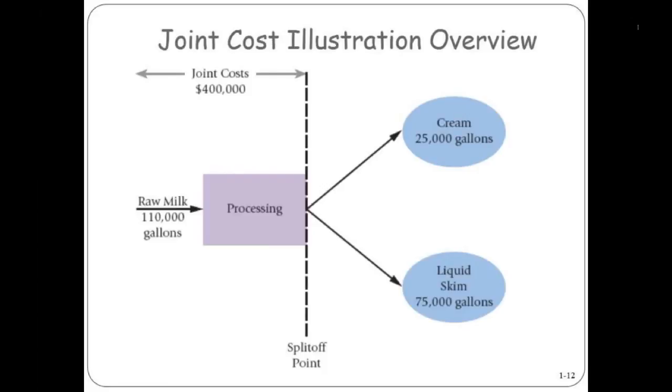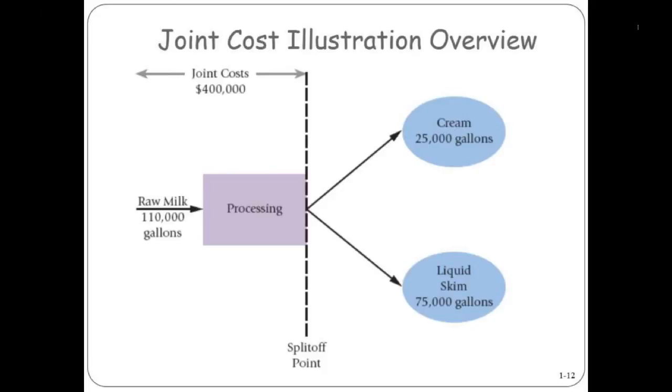So let's do it with raw milk. You're starting off with 110,000 gallons. In order to process that raw milk, it's going to cost you $400,000 to process 110,000 gallons. And the product will be 100,000 gallons of product, 25,000 of cream, and 75,000 of skim milk. And 10,000 gallons will be byproduct or waste. Doesn't say anything here.